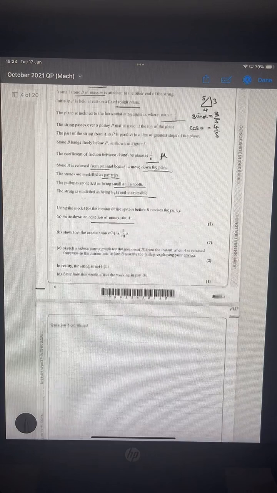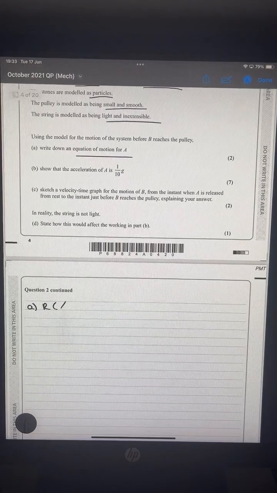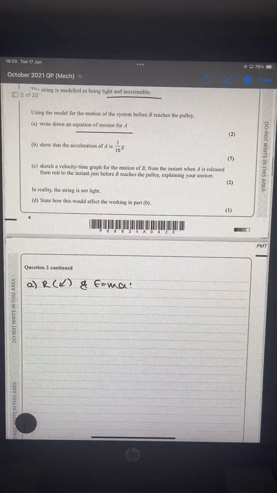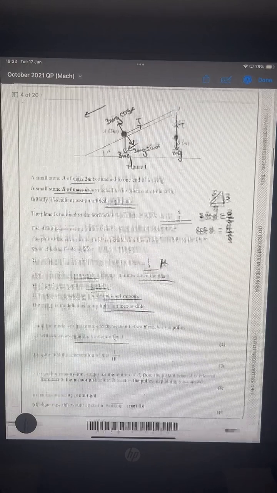What am I going to do? I need to resolve parallel to the slope and use F equals ma. Since it's moving down, I'm going to resolve down the slope. What are the forces acting down the slope on A? I've got 3mg minus T. You have to remember you've got a tension force in the opposite direction to motion, so you are subtracting that. Minus T. Do I have anything else?